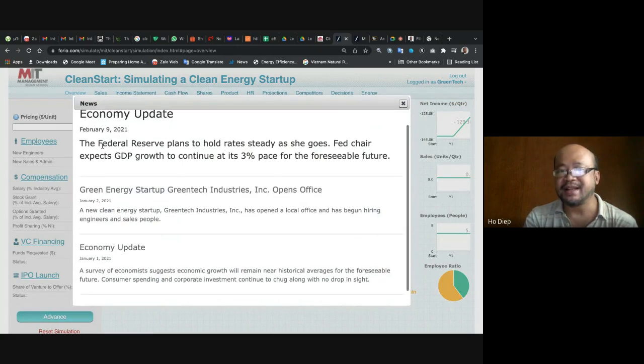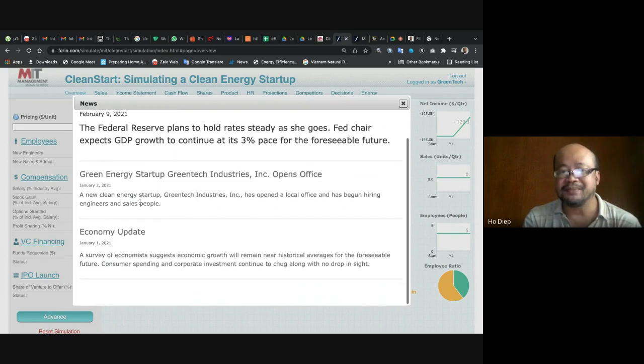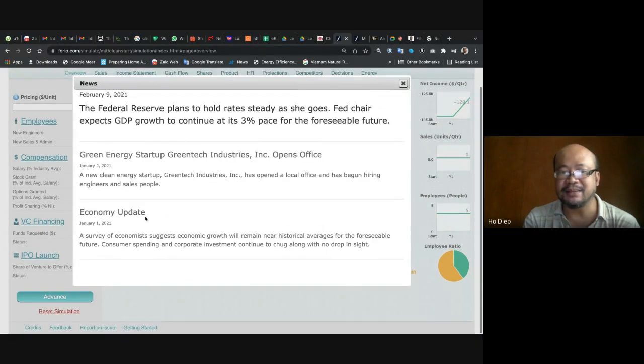The economy update. The Fed Reserve plans to hold rates steady. The Fed chairman expects GDP to grow at around 3% for the foreseeable future. So things look good. Our company's launched. That's fine. Economics suggests that economic growth will remain near the historical average for the foreseeable future. So that's pretty much similar to what we've seen earlier.